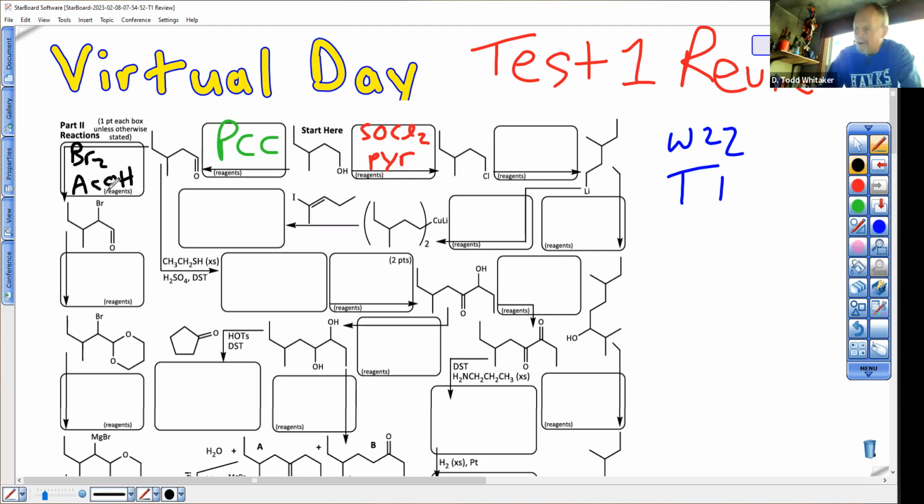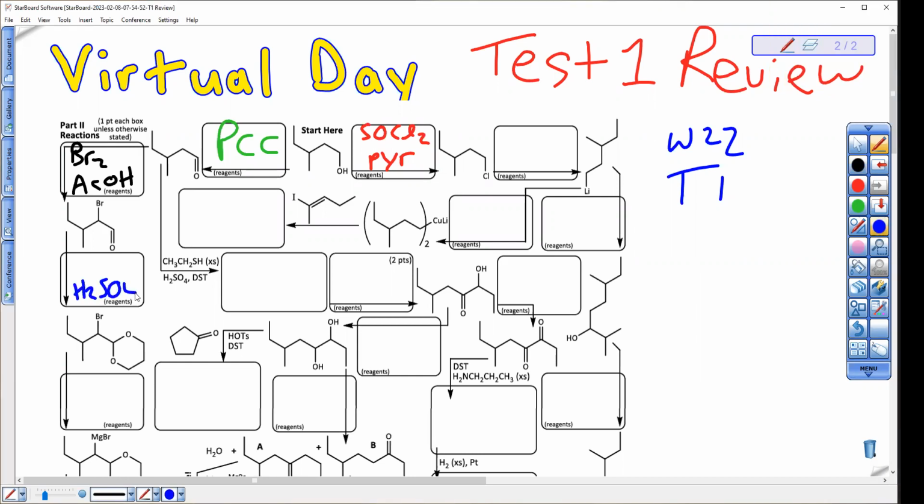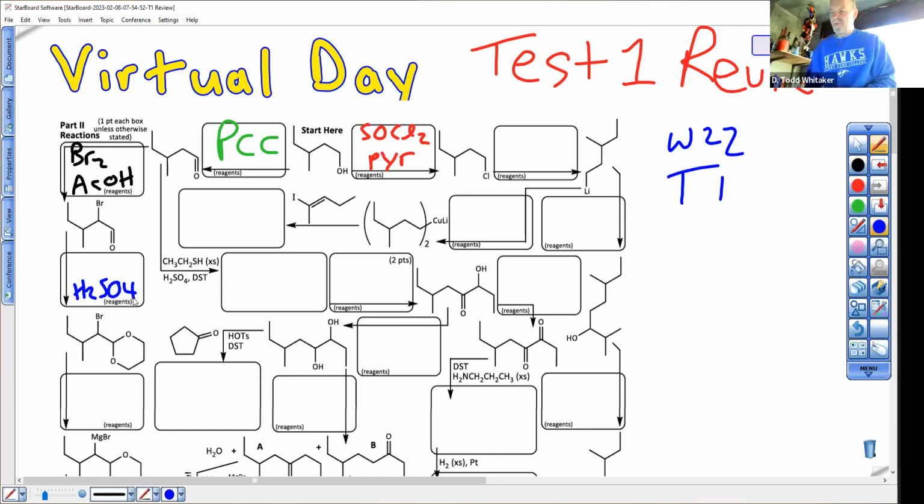And then what are we doing? Looks like we're doing what's called protection. We're putting an acetal onto an aldehyde. Remember, that is the most important reaction this test: acetals and hemiacetals from aldehydes and ketones. You got to know you need an aldehyde or a ketone. You got to know you need an acid catalyst, sulfuric or toluenesulfonic. You got to know excess alcohol. In this case, it's going to be a diol.